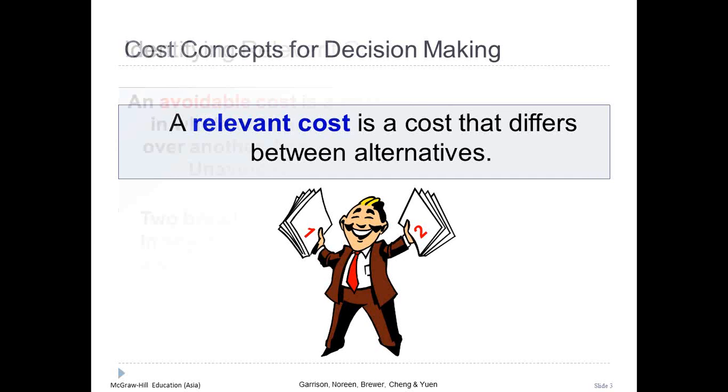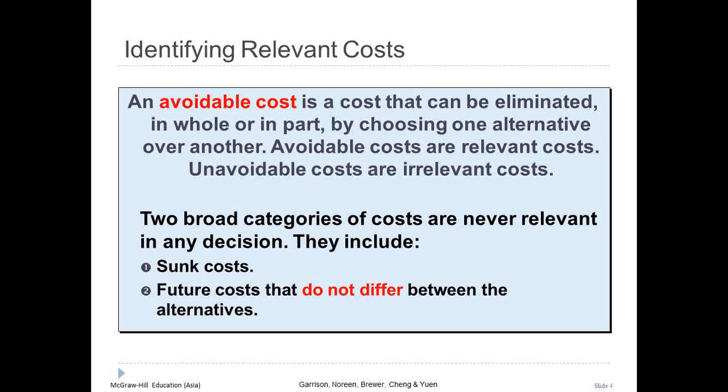Two broad categories of costs are never relevant in any decision. A sunk cost is a cost that has already been incurred and cannot be avoided regardless of what a manager decides to do. A future cost that does not differ between alternatives is never a relevant cost.